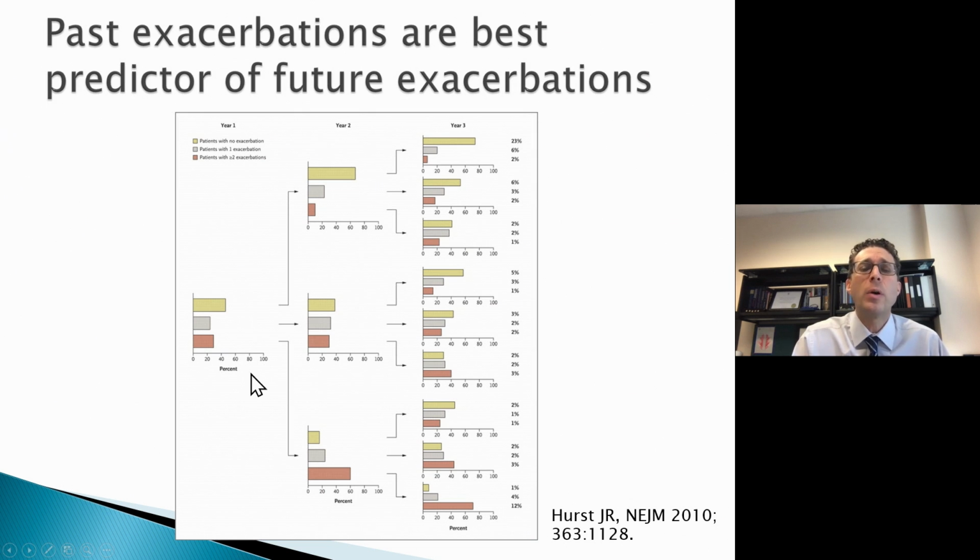Conversely, patients with 2 or more exacerbations, shown in the red color, went on to have, most commonly, 2 or more exacerbations in the second year of the study and 2 or more exacerbations in the third year of the study. Patients with 1 exacerbation in the first year, shown in gray, could go either way, could have an equal chance of having none, 1, or 2 or more exacerbations in subsequent years. So we tend to consider 2 or more exacerbations as a high risk of future exacerbations.